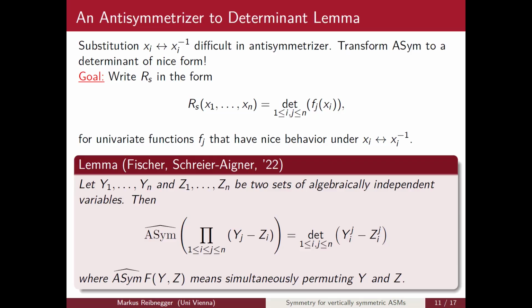Okay, so what this antisymmetrizer means is that you permute the y's and the z's amongst themselves and by the same permutation. So you apply the same permutation to the y's as you do to the z's, and you don't mix y and z. The purpose for writing it like this is simply that you can plug in any algebraic expression in variables xi and you will get a result.